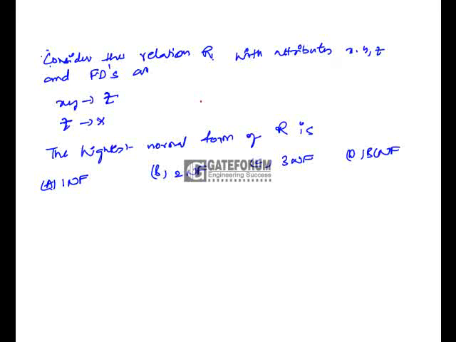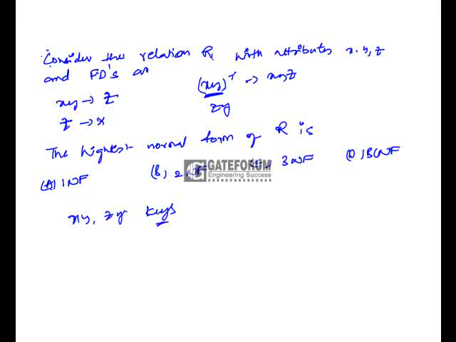Here if we find XY closure, we get X, Y and Z. As X is derived from Z, we can substitute Z in place of X in the key. As XY derives all the attributes, XY is one of the keys and X can be derived from Z. So we can substitute Z in place of X in the key. So this will become ZY. So the keys are XY and ZY. These are the keys for the given relation.